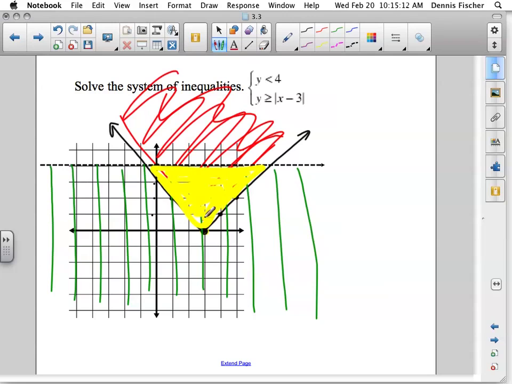Always think about how to make them equal. Let's shade this one first and then do the inequality. That's the easiest way to do it, above or below, we get it.